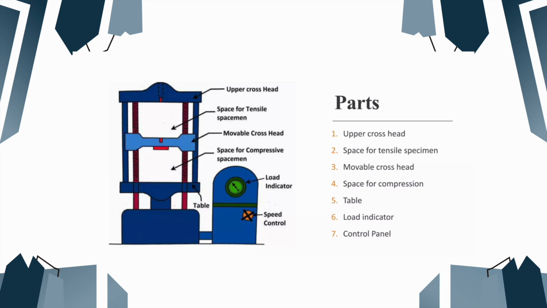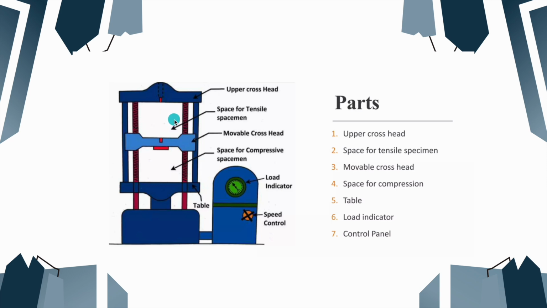Coming to the schematic representation, as you can see, there are majorly 7 parts in this analytical equipment. This is the upper crosshead, and this is the movable crosshead. By moving the movable crosshead you can place your specimen here. This is the space for the tensile specimen.